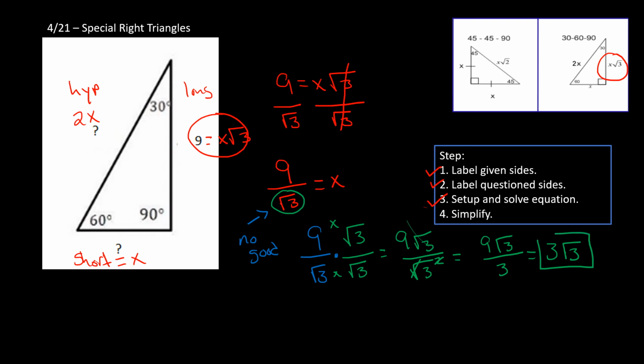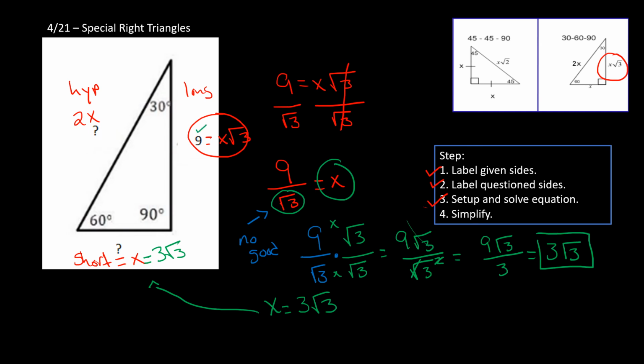Wow, that was a lot of work. So all of this work is to identify our x value. So we're going to say here x equals 3 square root of 3. Okay. So we know that, and we know that x is here. We know our short side is 3 square root of 3. We know our long side, okay, is already 9, so that one's good.